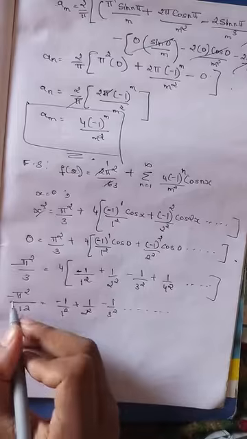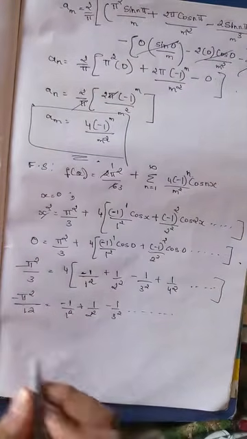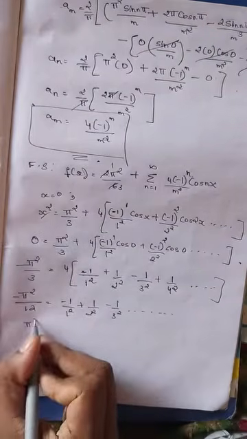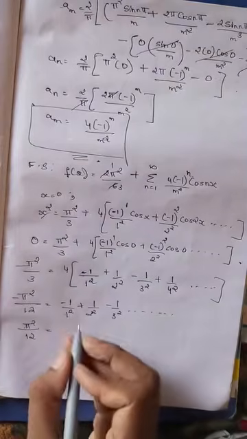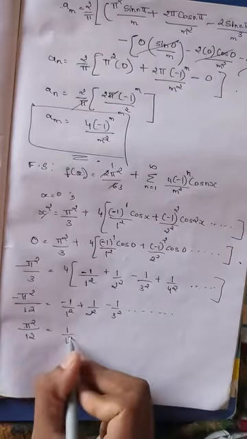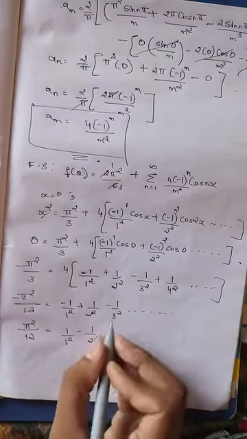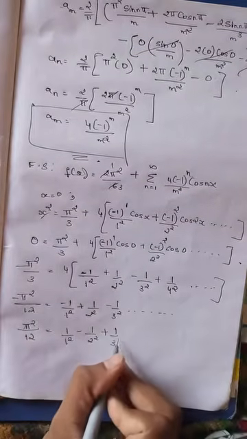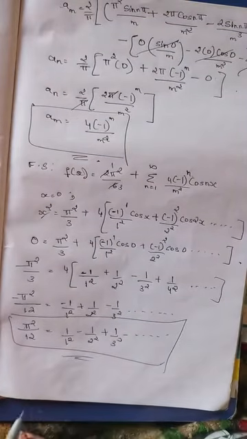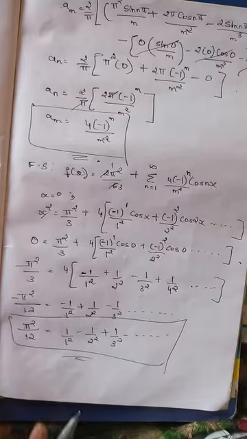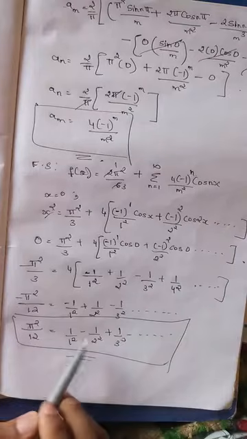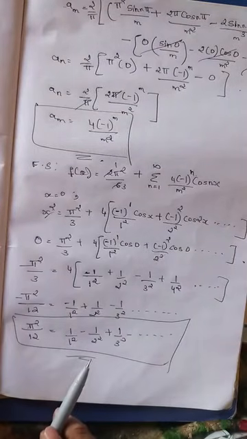And now we need to remove this negative sign. To remove this negative sign we need to multiply the negative sign on both sides, so this becomes plus pi square by 12, and by multiplying the negative sign the signs get interchanged. So this is the first proof. We proved that at x equal to 0, the first case, that is pi square by 12 equal to this series. So now we'll prove the second case.